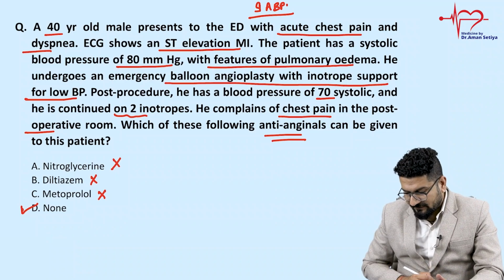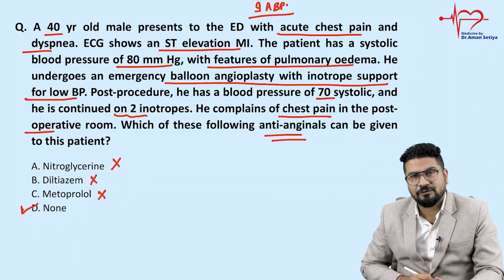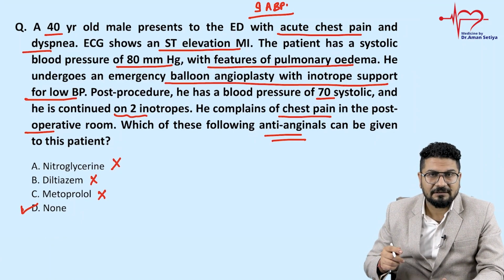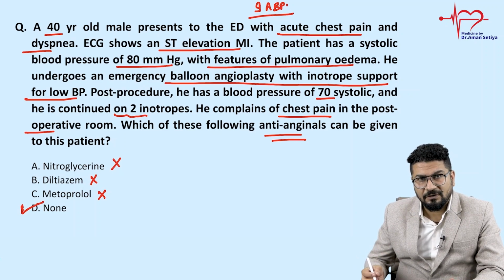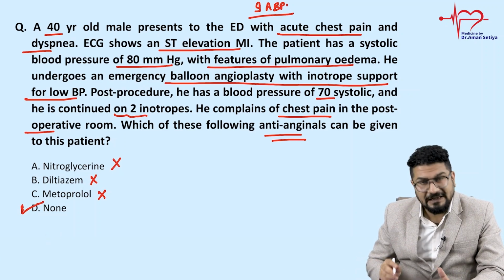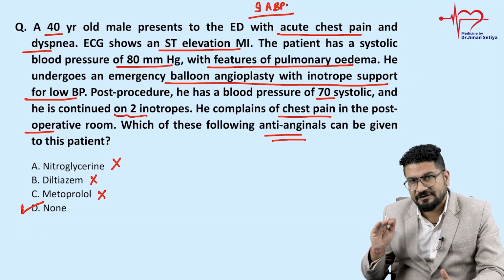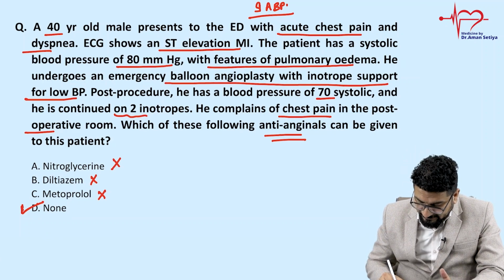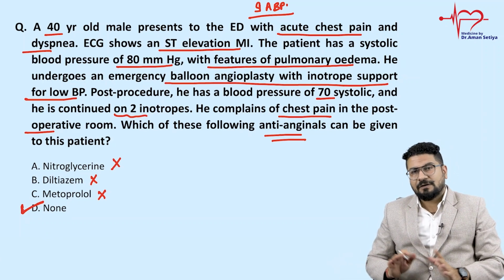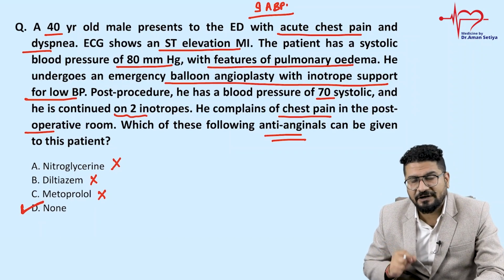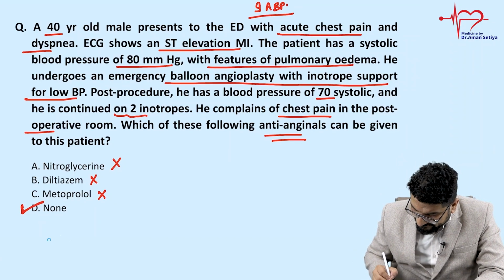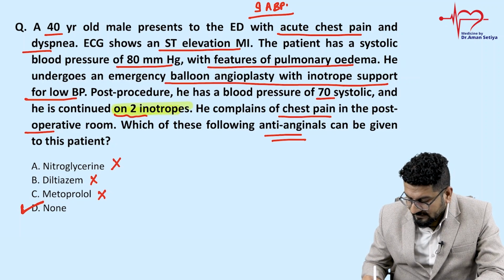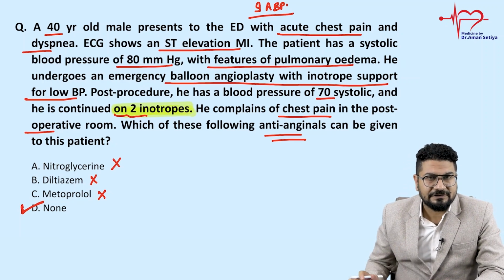Suppose in this question I add one more option, like celiprolol, bisoprolol or amlodipine, then I will choose diltiazem, because diltiazem will cause less reduction in BP. Remember, all these anti-anginal drugs are avoided, because they can reduce BP further when the patient is already on inotropic support. Then there is no point in using an inotropic agent. That's very, very important.